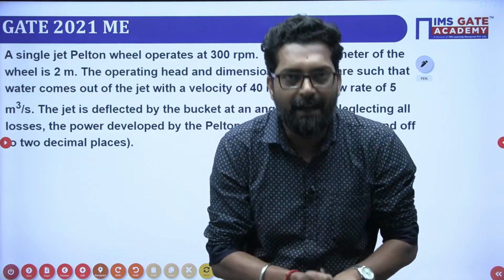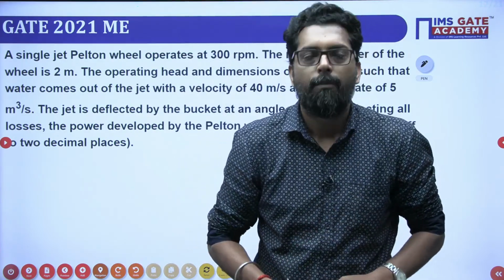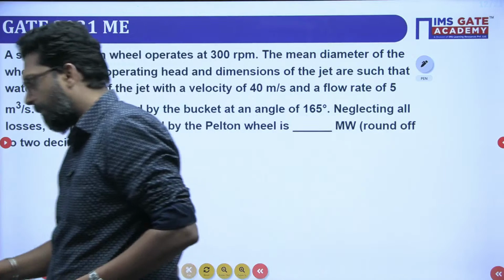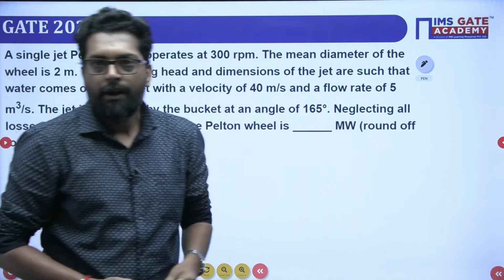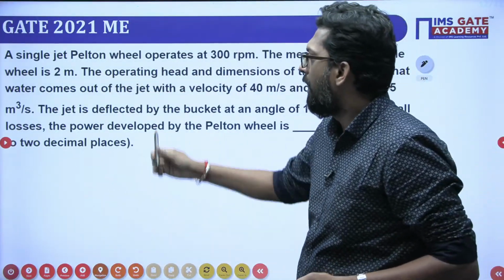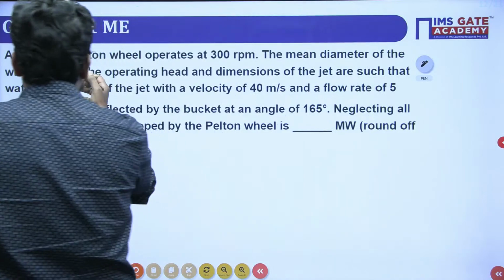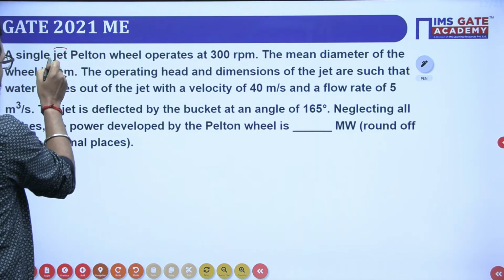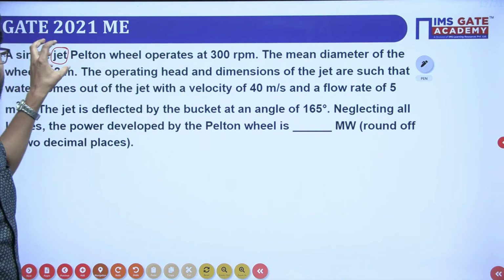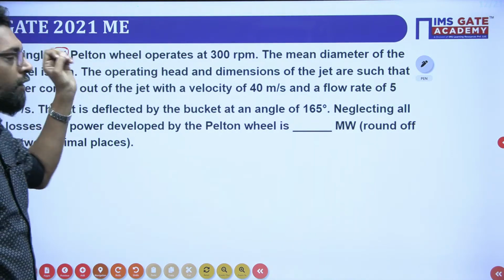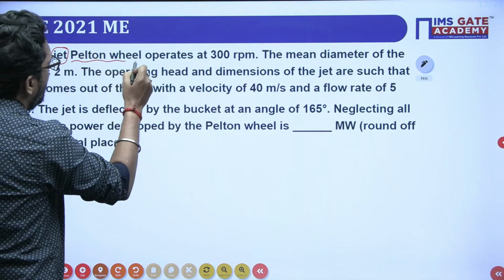So the names are clear for the three categories: first is the Pelton turbine, second is the Francis turbine, and third is the propeller or Kaplan turbine. Okay, now if you talk about the first question asked in 2021, there is a Pelton turbine. Very clearly, from the jet the fluid is issuing, and that high kinetic energy of the fluid strikes a series of plates mounted on the wheel. That is called a Pelton turbine.